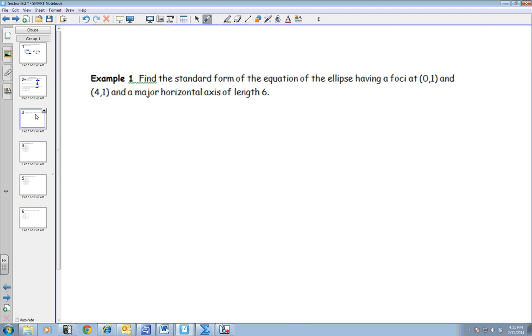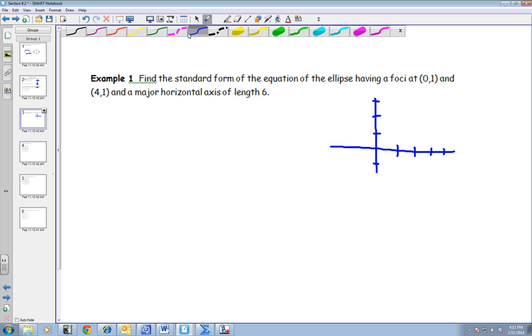All right, so let's do example 1. Find the standard form of the equation of the ellipse having foci at (0, 1) and (4, 1) and a major horizontal axis of length 6. It's going to help us to get a picture. So I have a point at (0, 1) and a point at (4, 1). I'm just going to plot these points: the point (0, 1) and the point (4, 1).